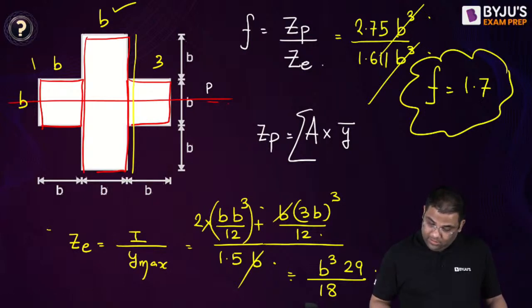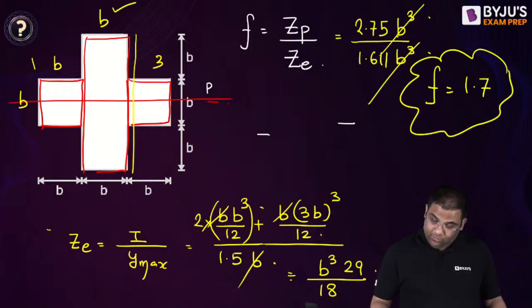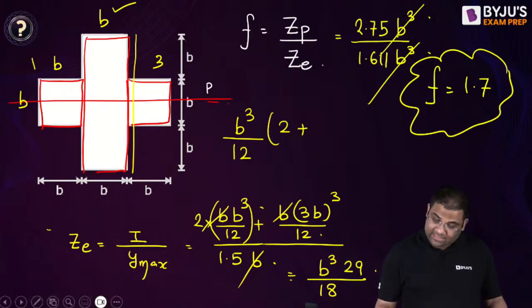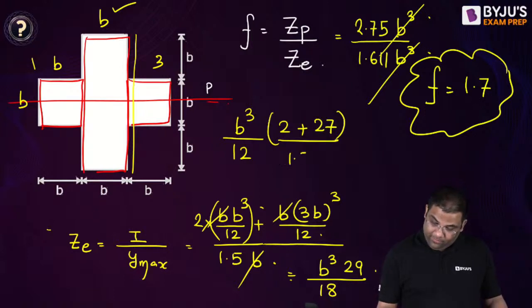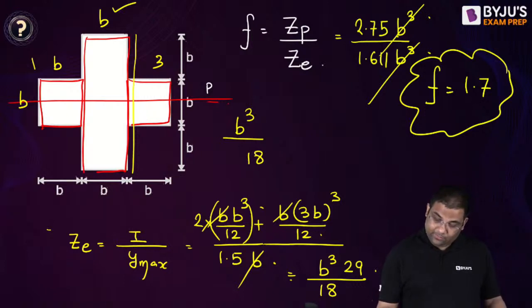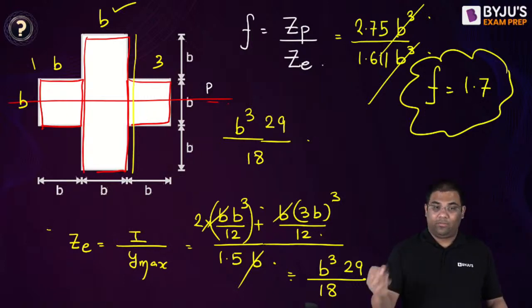Okay. Cancel this B. Yes. Then what can I do? You see, take B cube by 12 common. If you take B cube by 12 common, this is 2, and this is 3 cube, which is 27, right? And then divide by 1.5. So 1.5 into 12 will give me 18. So it is 29 by 18. You will get 1.61.